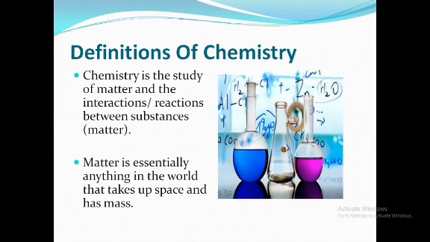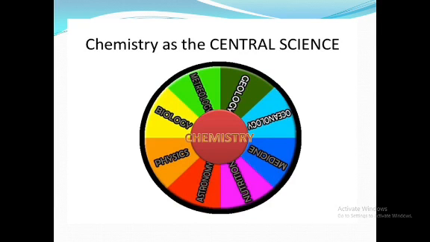It is also a central science because it connects other physical sciences, which also include applied sciences such as medicine and engineering. So chemistry connects biology, physics, astronomy, nutrition, what have you. Chemistry connects everything. That is known as a central science.